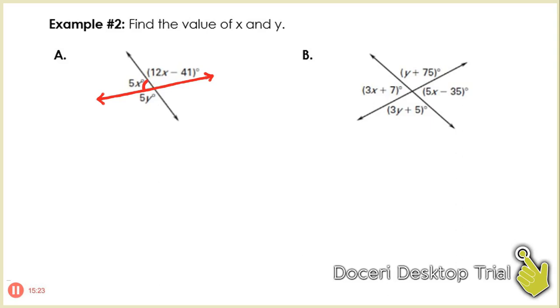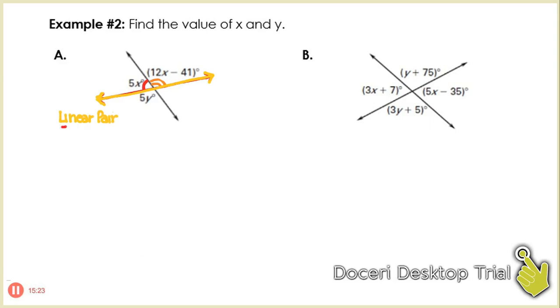And if I'm looking at that, I see that those two angles form a straight line. So I know that those form a linear pair. So you can see right here, there is a straight line. So we have a linear pair. Since they are a linear pair, we know that those add up to be 180 degrees. Linear pairs add up to be 180 degrees.